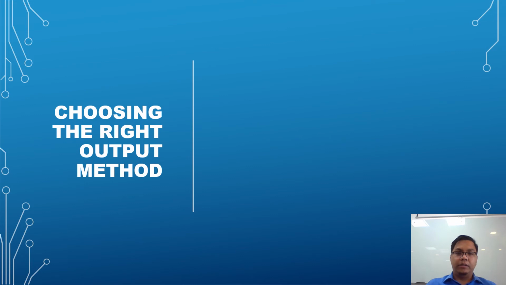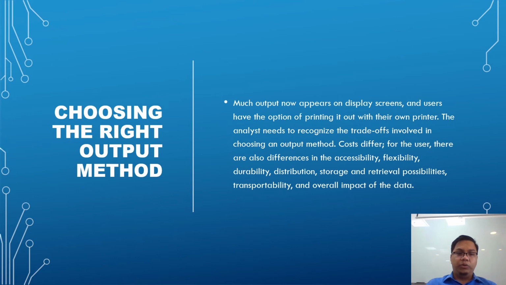And the last thing is choosing the right output method. Much output now appears on display screens, and users have the option of printing it out with their own printer. The analyst needs to recognize the trade-offs involved in choosing an output method. There are cost differences. For users, there are also differences in accessibility, flexibility, durability, distribution, storage and retrieval possibilities, transportability, and overall impact of the data.